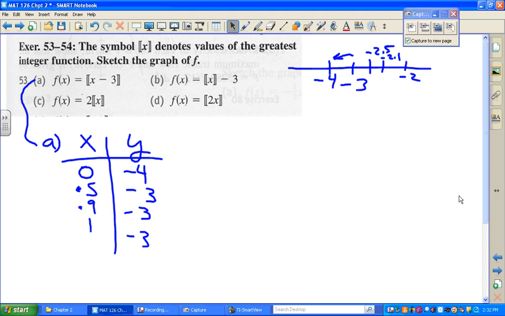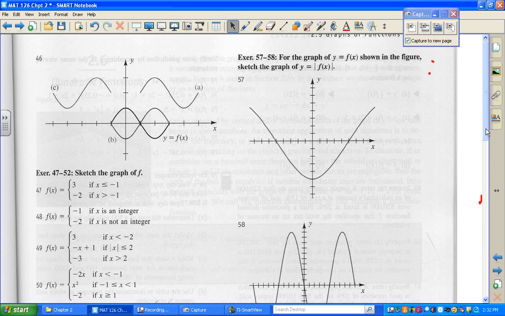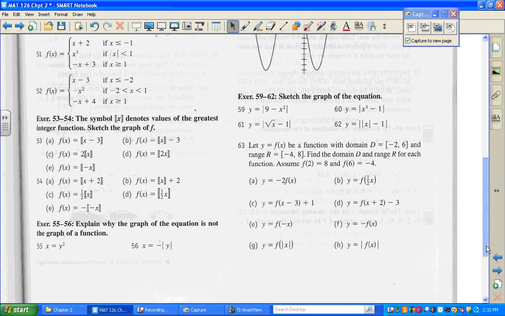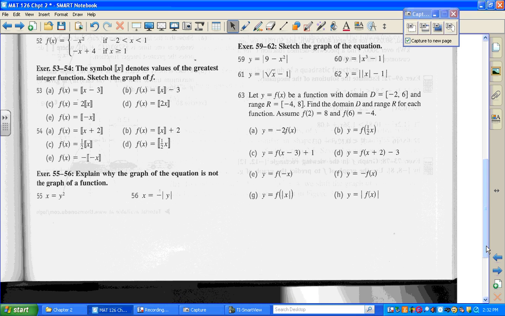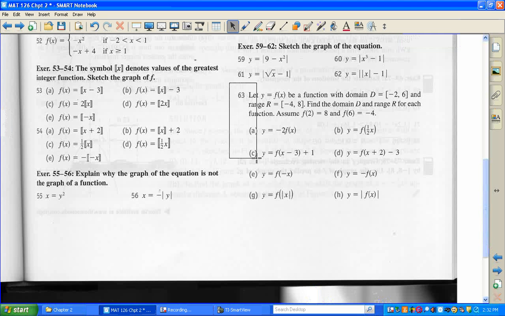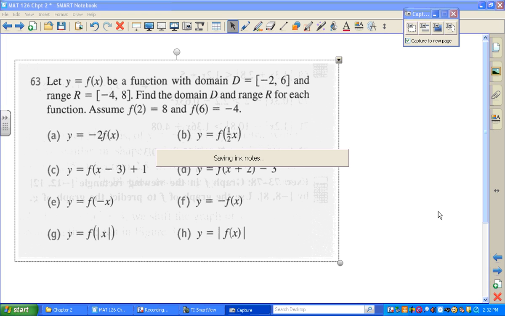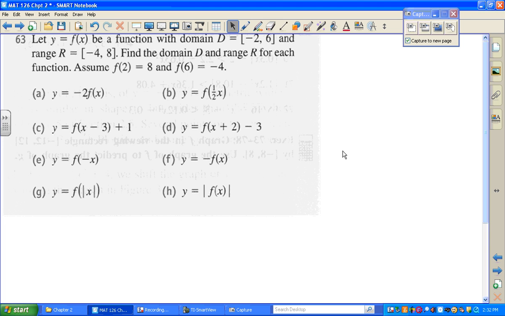Any other questions on the homework? Number 63. Is it hard? You plug something in there? So, find the domain and range for each function. The original domain, let's do A first.